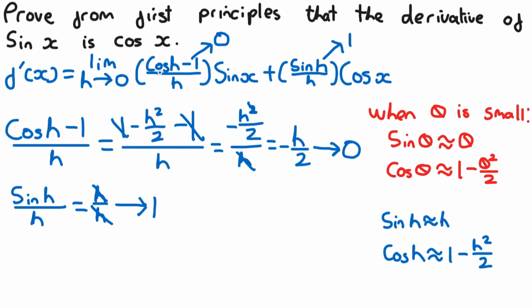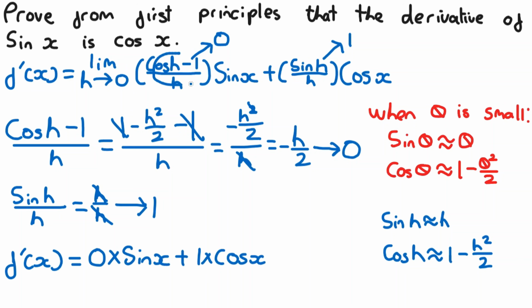And what we can do next is get rid of this limit here and just say that this is equal to this value, and this here is equal to this value here as well. So that's what I've done down here. I've subbed in the 0 that cos h minus 1 over h is approaching, and for the sin h over h I've subbed in the 1 that it is approaching.